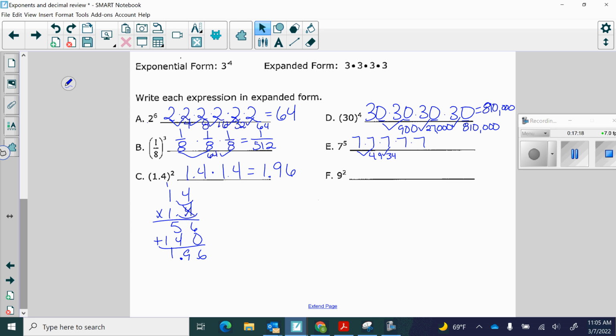343. And then that times 7, and what do I get? 7 times 3 is 21. 2,401 it looks like. And then that times 7 would give me 16,807.